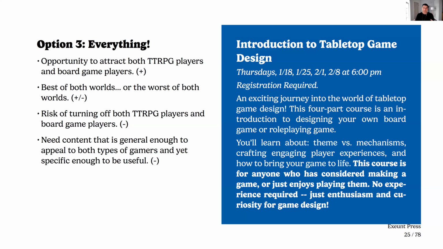Using this approach can potentially give you the best of both worlds, right? So now you're attracting Dungeons and Dragons players. You're also attracting people who want to play Wingspan, and that could be the best of both worlds. It also could be the worst, though, because depending on how it's structured, when you talk about role-playing games, board game people aren't interested, and we talk about the opposite, the other group is not interested. So you need to find enough content that's going to be both general enough that it appeals to everyone, and yet specific enough to be useful.